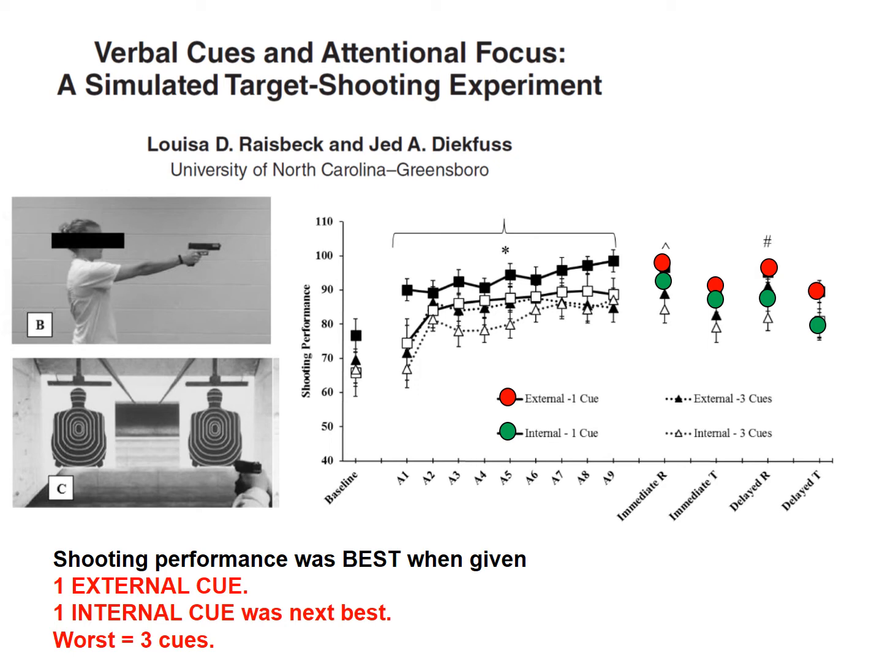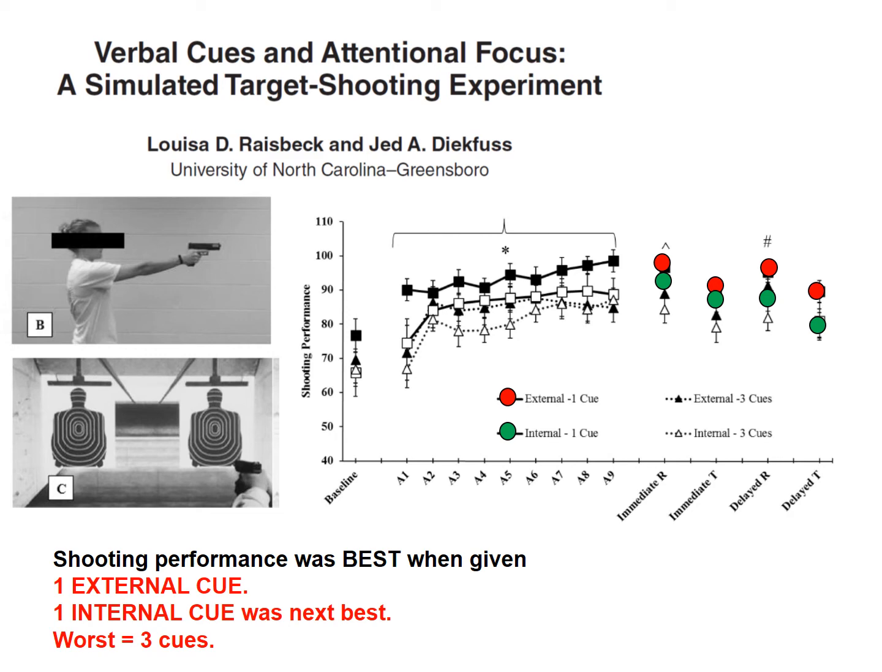1 cue, though. The next best group was the group who got 1 internal cue. Concentrate, for example, on keeping your hands still, or keeping your shoulders still, or tightening up your core. But just concentrate on 1 internal thing. The groups that got 3 cues weren't as good. It wasn't as good to ask learners to concentrate on 3 things whenever they shot.